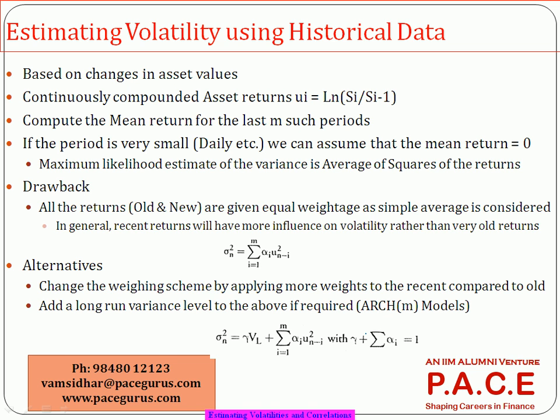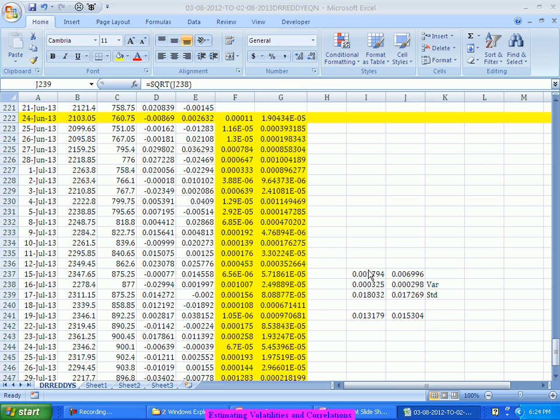What it is simply saying is, we'll do it step by step. Compute the continuously compounded returns, which we have already found out. Compute the mean for the last such periods, whether it is 30 or 250, whatever I am working with. If the period is very small, daily or something, just like the example we have taken, you assume that the mean returns are zero. So though the system has calculated a mean, take it as zero.